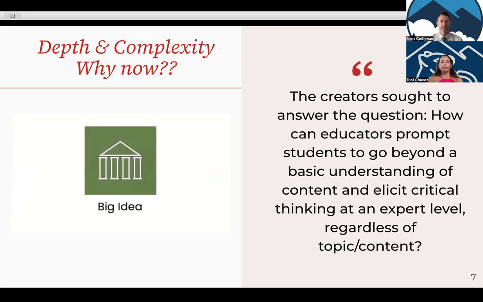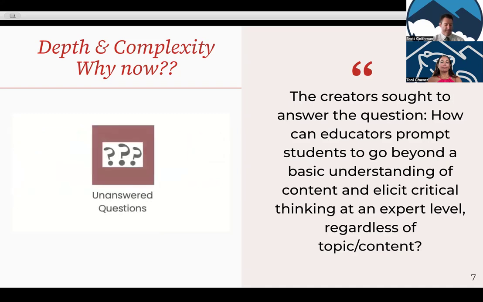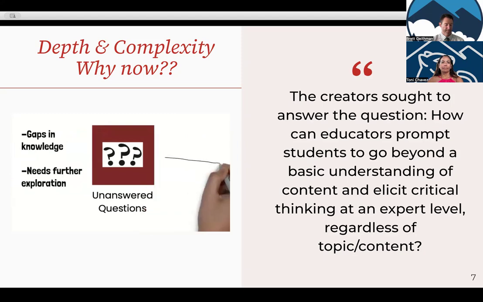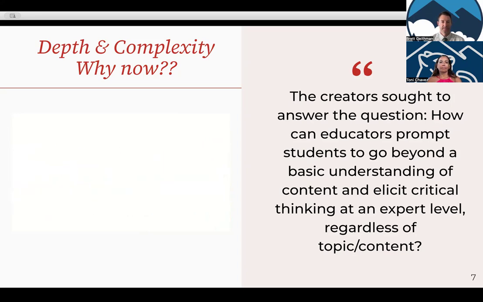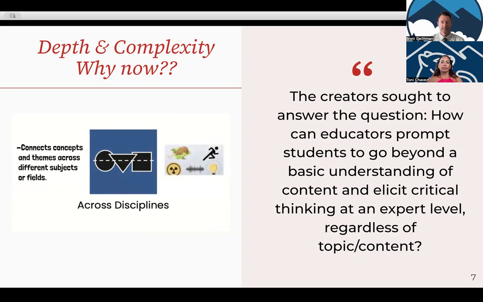Big ideas, meaning identifies overarching themes, concepts, or ideas that connect different areas of knowledge. Example, exploring the concept of freedom across history, literature, and political science. Unanswered questions, meaning identifies gaps in knowledge or areas that require further exploration. Example, discussing what is still unknown about space and the universe in an astronomy class. Across disciplines, meaning connects concepts and themes across different subjects or fields. Example, investigating how the concept of energy is relevant in physics, biology, and environmental science.